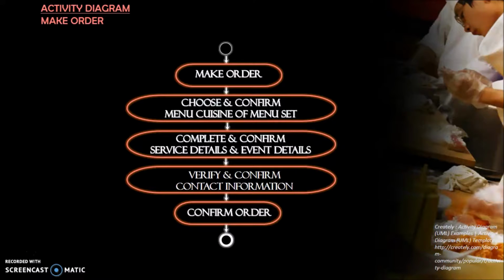This is the activity diagram for make order. First step, the customer will make an order and then choose and confirm the menu cuisine of the menu set. Right after they have chosen and confirmed, they need to complete and confirm the service details and also the event details of the customer. And then, the next step, they need to verify and confirm the contact information. In accordance with all of the details that have been completed, they need to confirm the order.